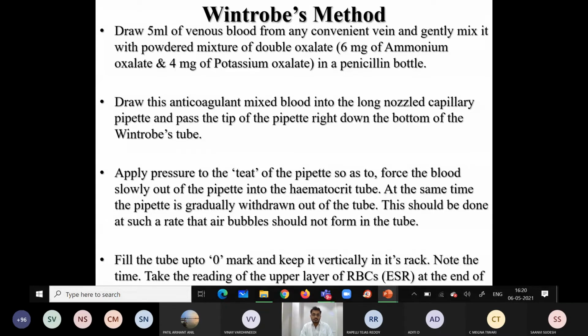Now, you have to draw this anticoagulant mixed blood into the long nozzle capillary pipette and pass the tip of the pipette right down the bottom of the Wintrobe's tube. So, how does the Wintrobe's tube and Westergren pipette look like?